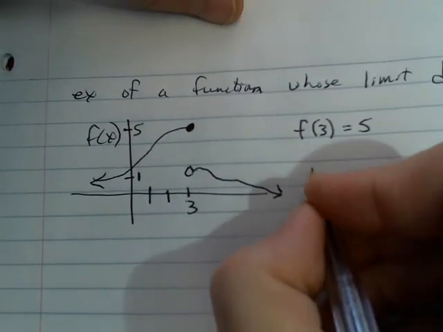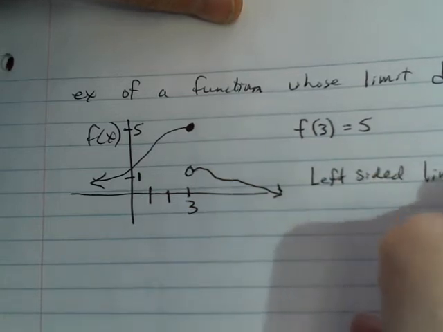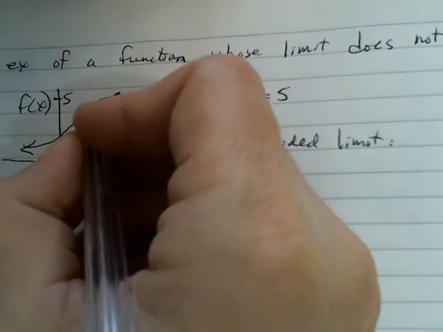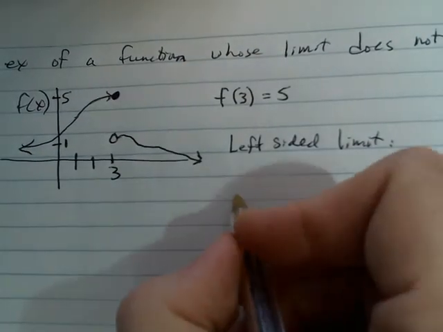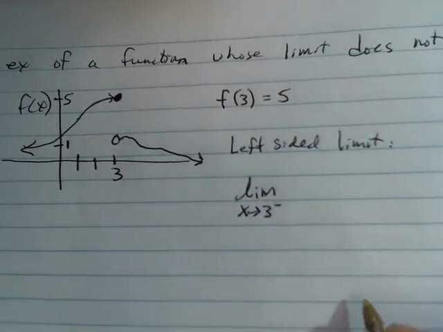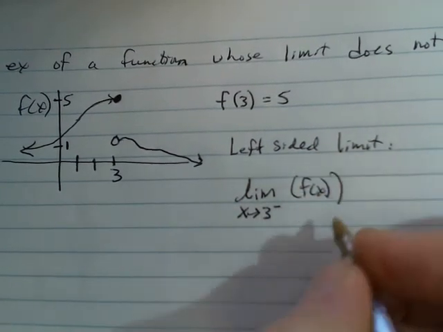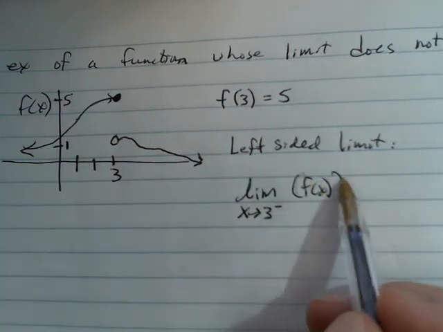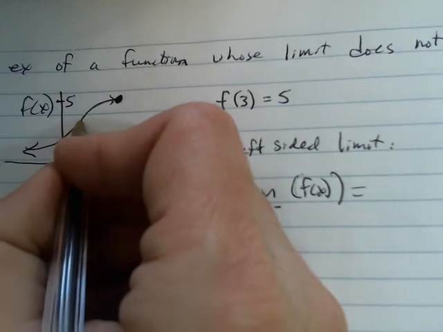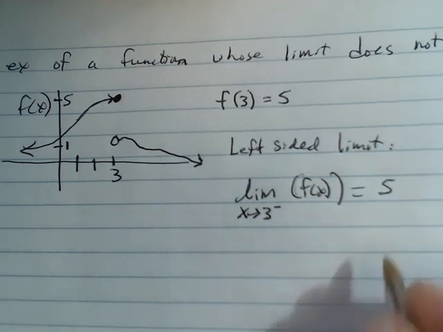But now let's get a left-sided limit. Well, the left-sided limit says we're coming in to x equals 3 from the left-hand side, and so we would write it like this. The limit as x approaches 3 with a little minus here. Minus means from the left. The limit of that function means what is the y value equal when we're coming in from the left side? Well, the limit here is 5.